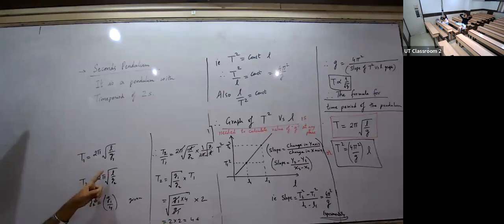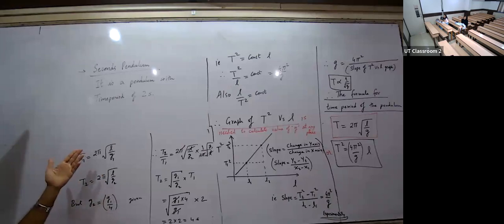Are you with me or no? It gets doubled due to variation in gravity. So gravity is reducing, and it is in the denominator. When the denominator becomes small, the time period will increase. Okay. All right.